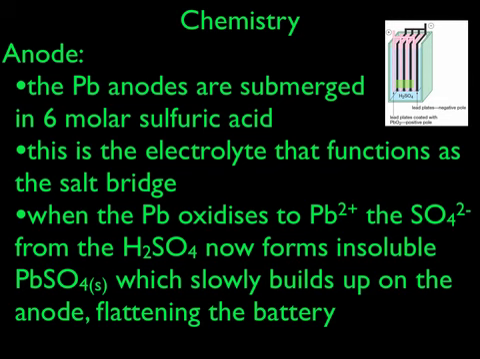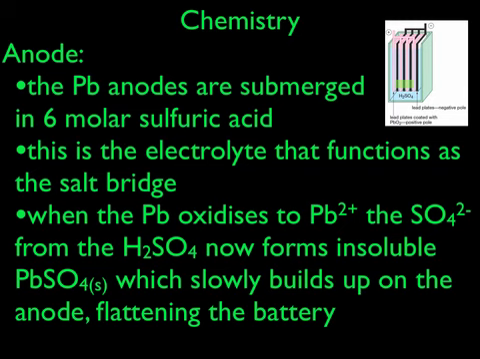So when the lead oxidizes to lead 2+, it's now electrostatically charged, which means that it's attracted to the sulfate 2- ions, which are in solution from sulfuric acid. So the sulfate joins the lead and forms a new insoluble coating on that anode called lead sulfate. So as this battery does its work, we're going to find that lead sulfate will slowly build up on the anode. Lead sulfate is a product which will slowly flatten the battery as it builds up on the anode and reduces the anode's ability to further oxidize. The use of that word reducing there was not the best use of the word.